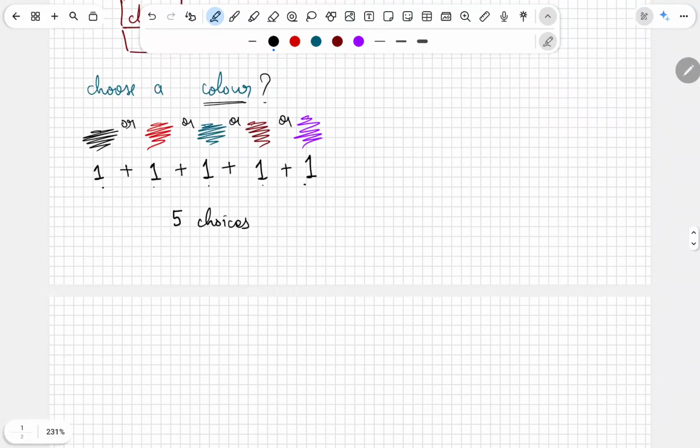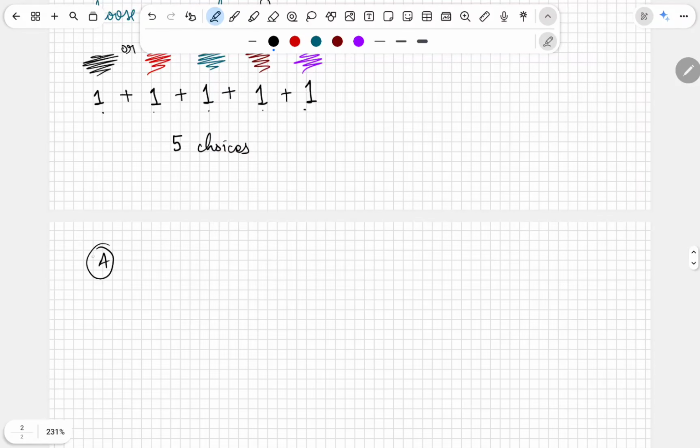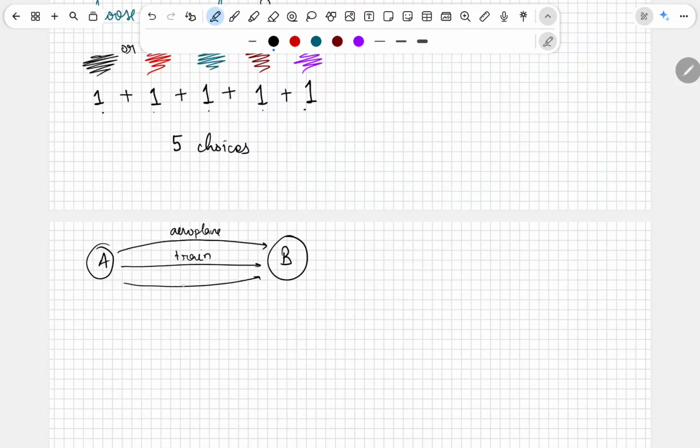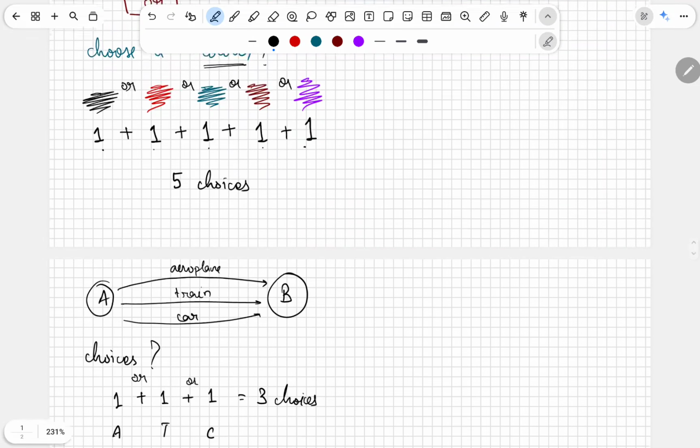So I'll take another example. Let's say you are at station A and you have to go to station B. You can either go by aeroplane, or you can go by train, or you can go by car. So how many choices do you have? First choice of aeroplane, another choice of train, another choice of car, and I'm saying or. So I'm using the word or in between. So we will add them. 1 plus 1 plus 1 is 3 choices. So overall you will be having 3 choices. I think I have spent enough time on this additive theorem.